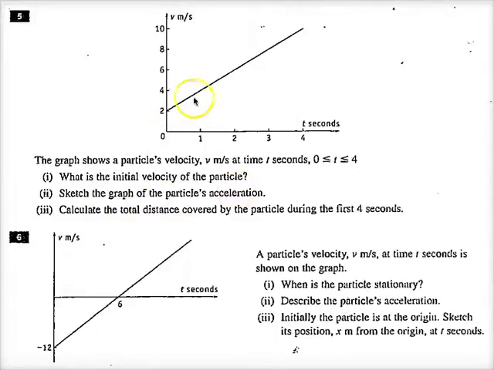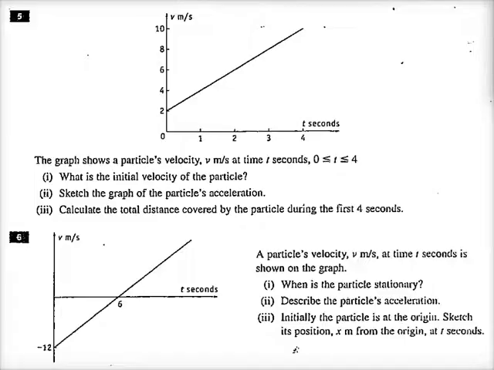Sketch the graph of the acceleration. Well, with this one, we can actually work out what the acceleration is. Remember, acceleration is the gradient of this curve. So the gradient is rise over run. Looks like you're rising from 2 to 10, which is 8. So it's 8 over, from 0 to 4 is 4. So the acceleration is 8 over 4, which is 2 meters per second per second.